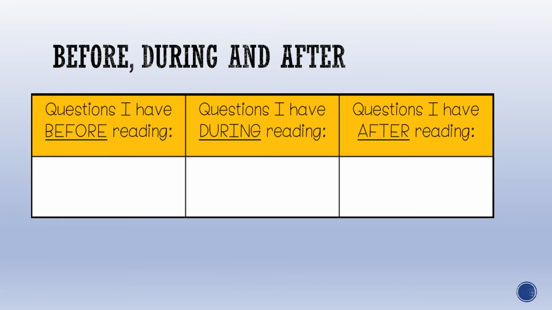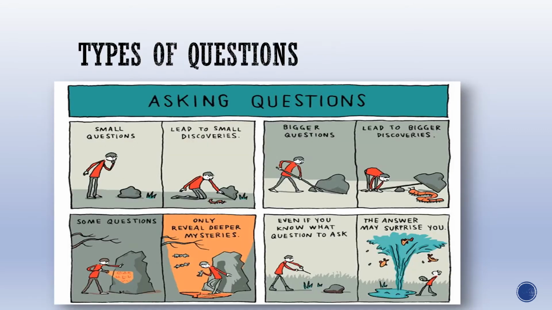Earlier in the week, when this was first introduced, we said that we could think of questions before reading, questions during the reading process, and questions after reading. There are lots of types of questions. Some can be small questions, and they often lead to small discoveries. Some can be bigger questions, and they often, when answered, lead to bigger discoveries. Some questions only reveal deeper mysteries.